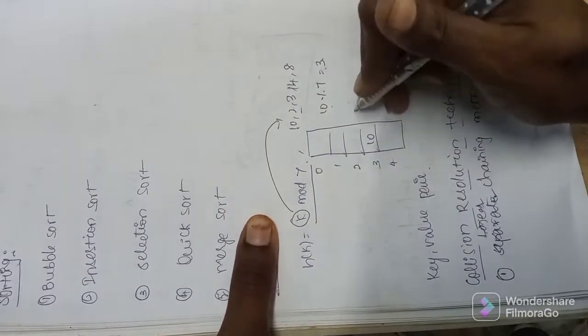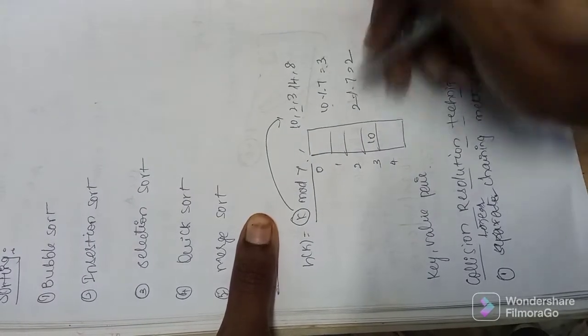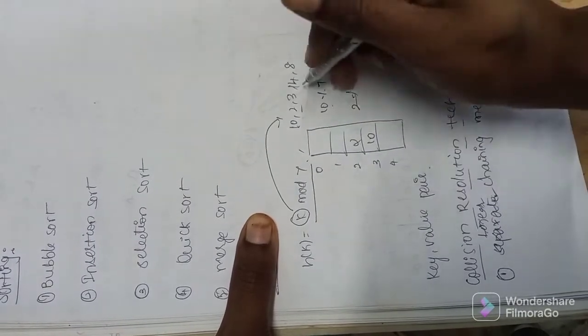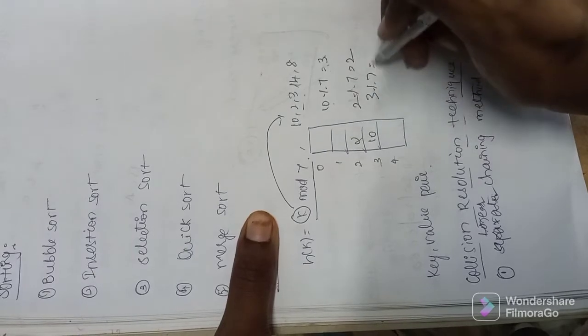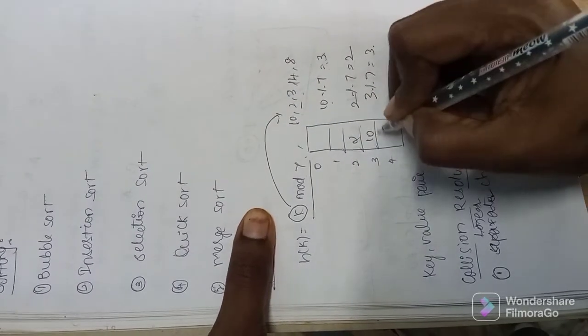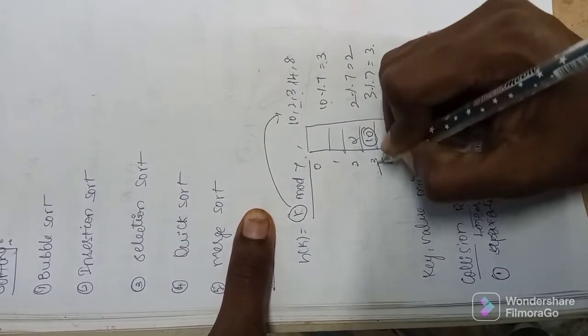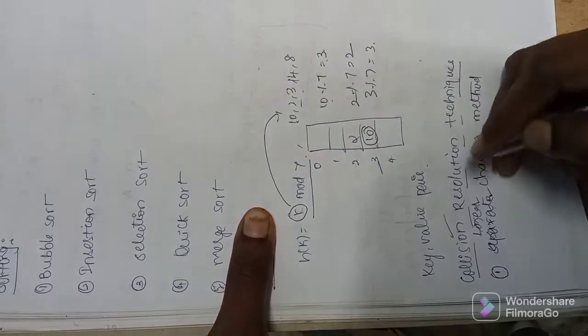Next, 2. 2 mod 7. The remainder is 2. So 2 is going to be stored at 2. Next, 3 mod 7. Again 3. So already 10 is stored at location 3. So a collision will occur.